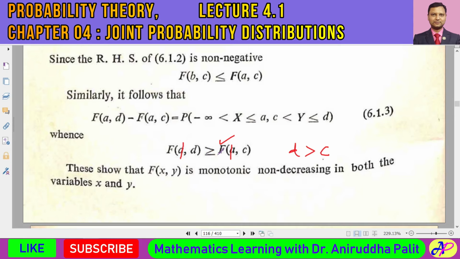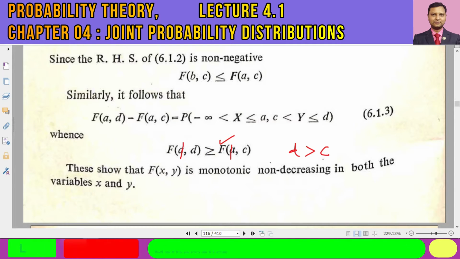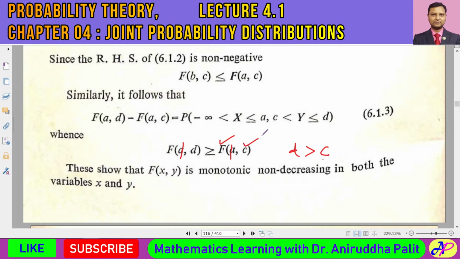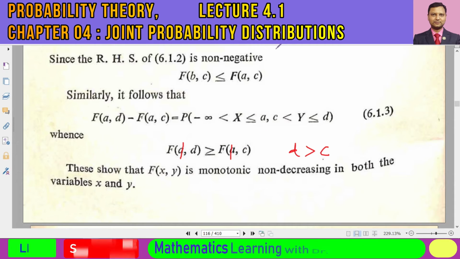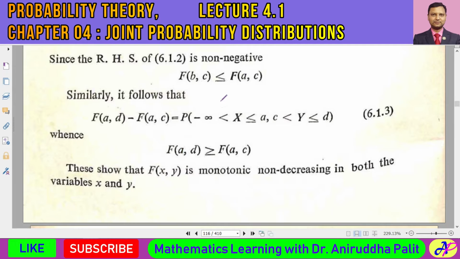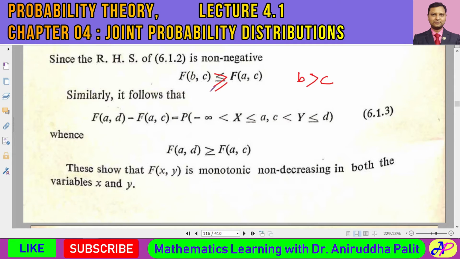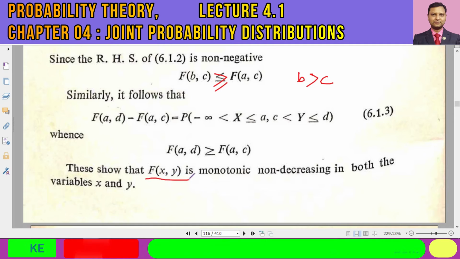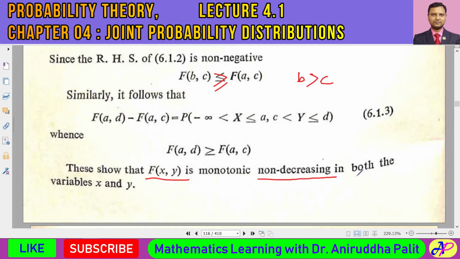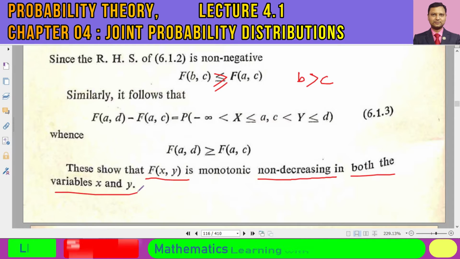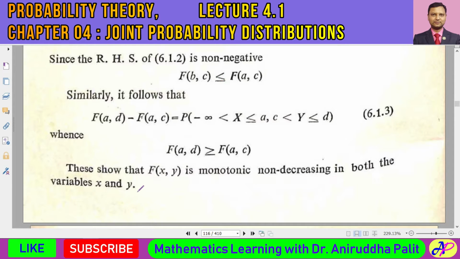Or you can say that it is monotone non-decreasing with respect to this second coordinate. Similarly, with respect to this first coordinate as well, it is greater than or equal when B is greater than C. So we can say that this distribution function is monotone non-decreasing with respect to the first coordinate, that is the x coordinate. That's why we can say that this function F is monotone non-decreasing in both of these two variables x and y. Alright, so the distribution function is always a monotone non-decreasing function.